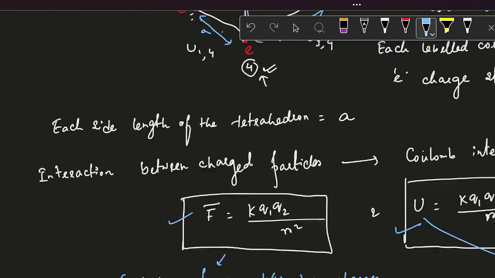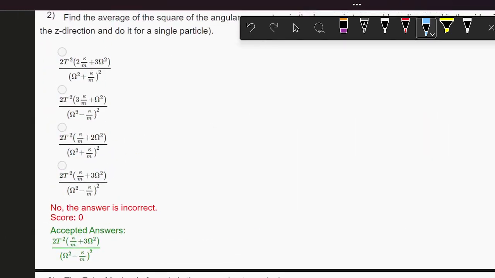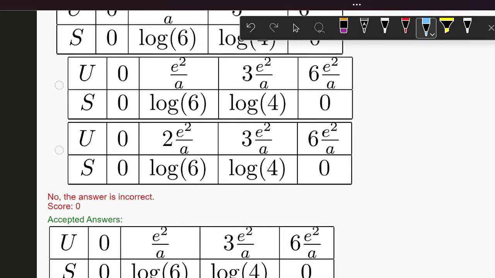So let us match our answer whether it has matched or not. So we find that our answer actually matches, because we have just got 0 squared by A, 3 squared by A, and 6 squared by A.